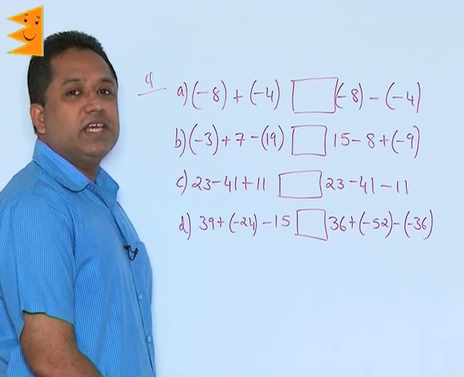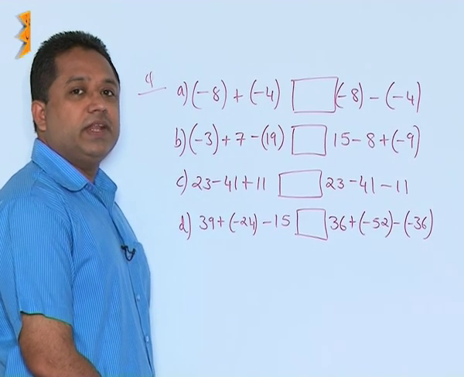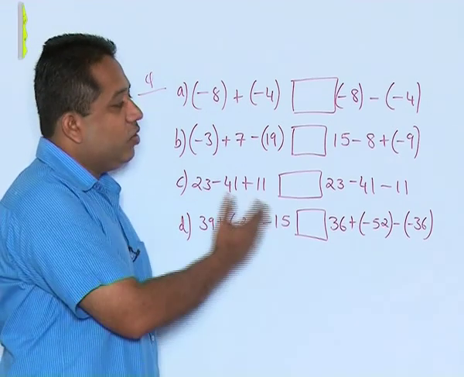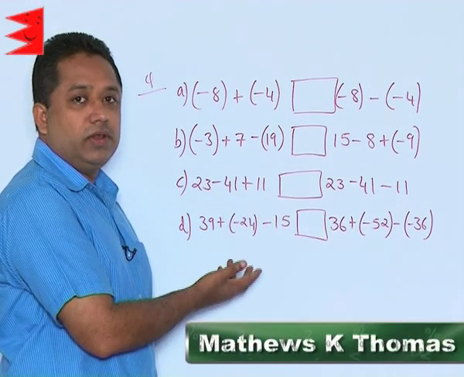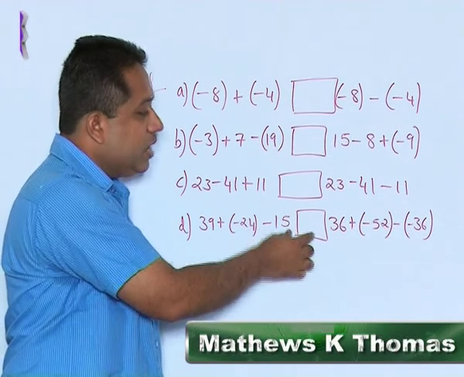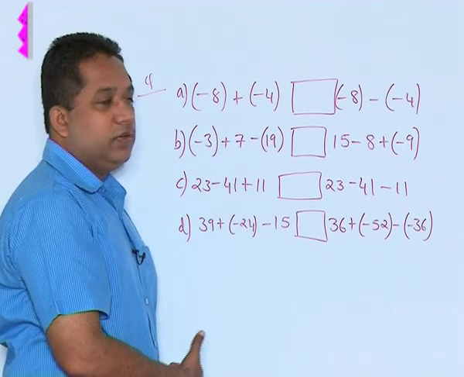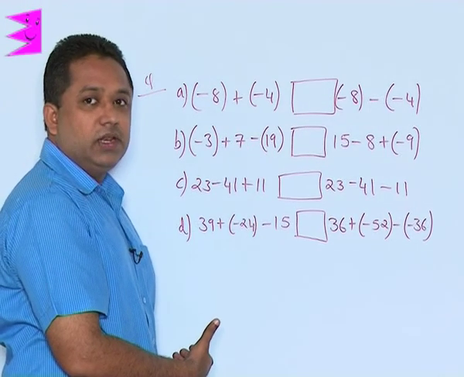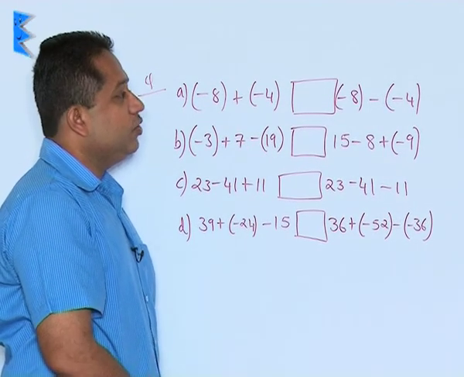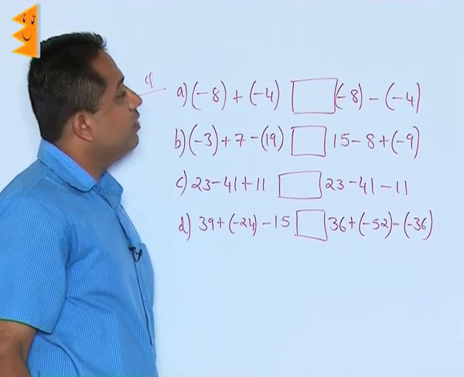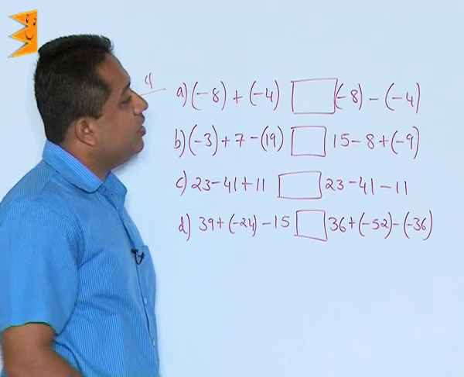Let us look at some examples where we add and subtract integers and find out whether the left side or the right side is greater or equal. So, we have to fill in the appropriate symbols in these boxes. Either it will be the greater than symbol or the less than symbol or equal to. So, for that we will have to solve the LHS and the RHS and find out whether they are equal, greater than or less than.